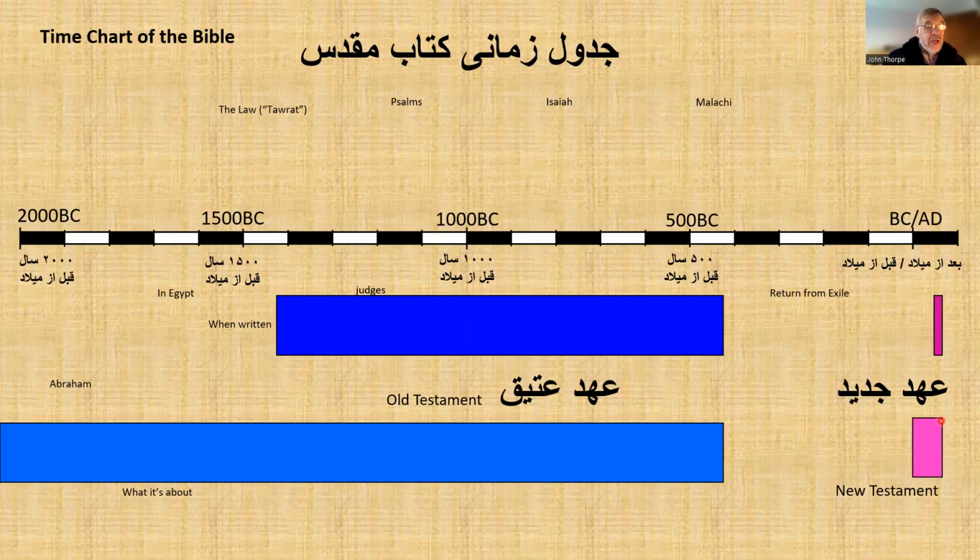And it's written between, well, the first book of the New Testament would be written in the year 48. That's Galatians. It would be written in 48 AD, the year 48.